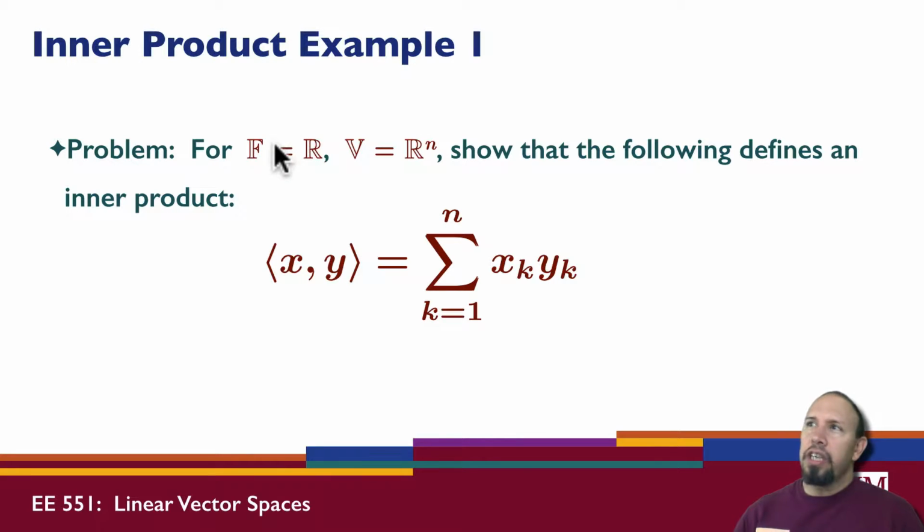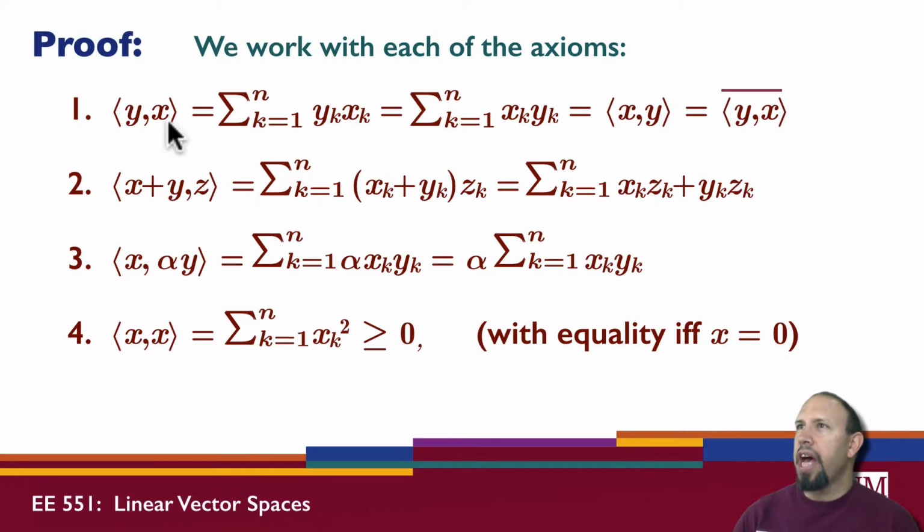Here, our field is the reals. Our vector space is R^n. We want to show that this defines an inner product. That is, this summation: the kth element of x times the kth element of y, the sum of those from k equals 1 to n. Okay, so this is very similar to what you've seen before as a dot product. All right, so we're going to go through and show that.